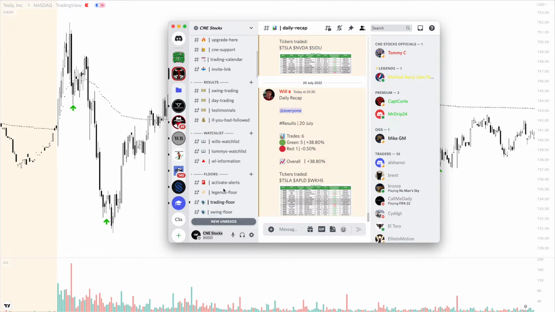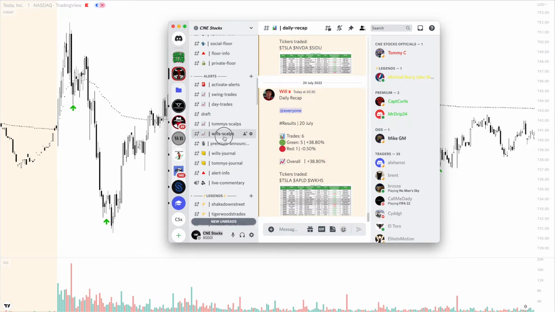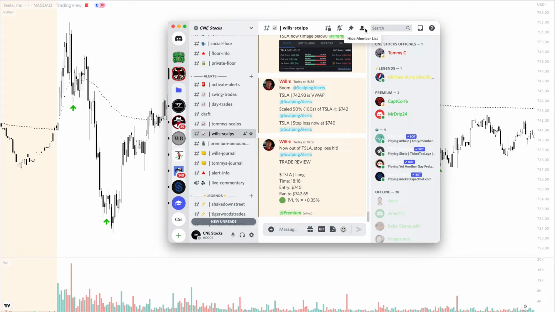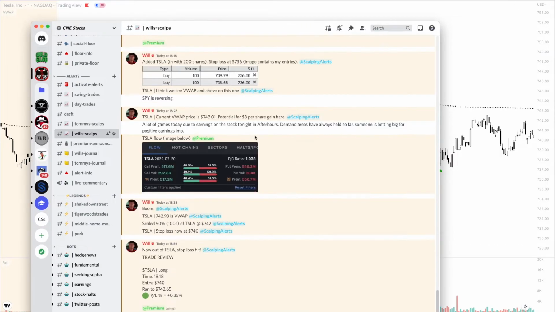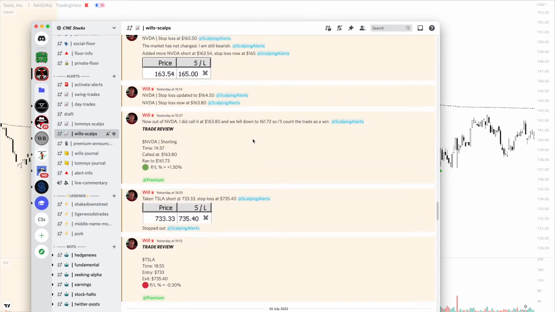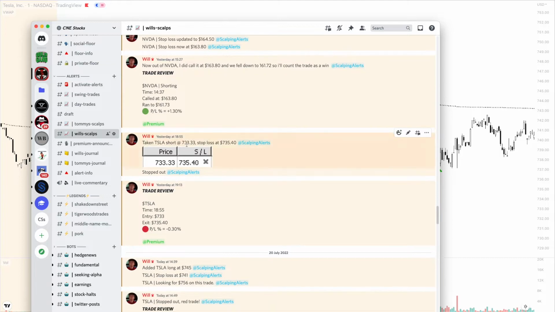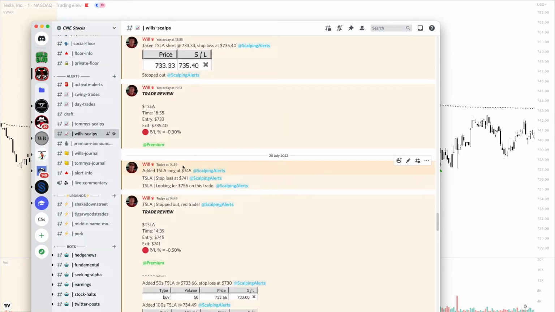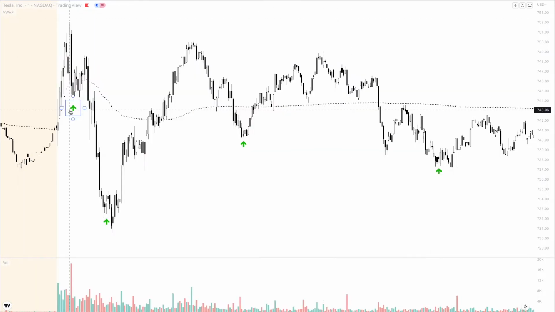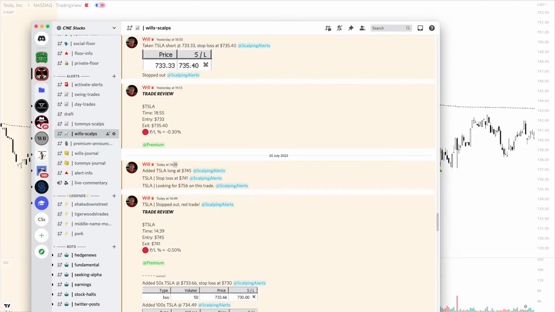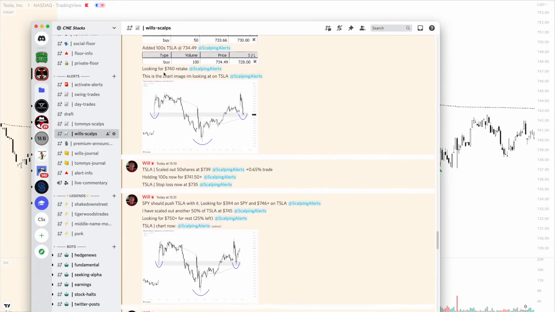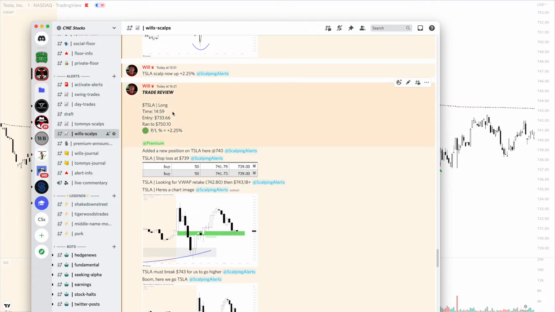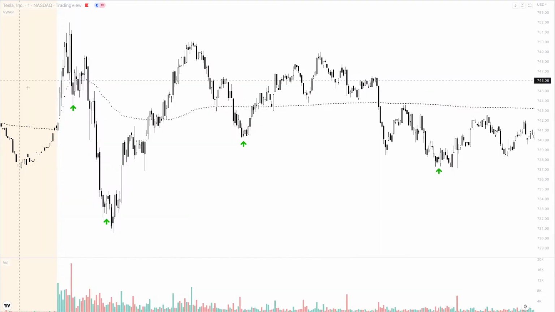If we go onto my scalps, I post all my trades in my own scalp floor here. As you can see, if I go up, we traded Tesla here at 14.39, which is this first candle right here. Next, it was a loss unfortunately, but the next one was 14.59, which is this candle right here, this arrow right at the bottom of the trend.